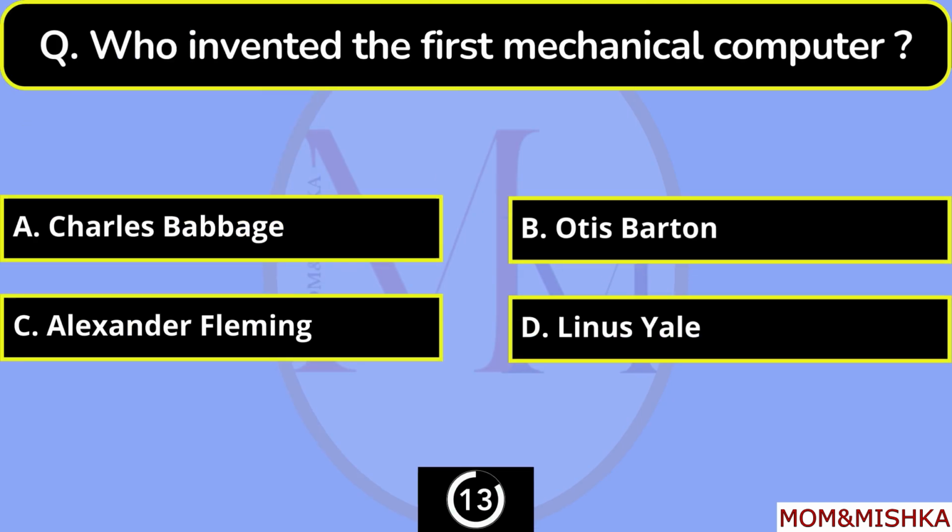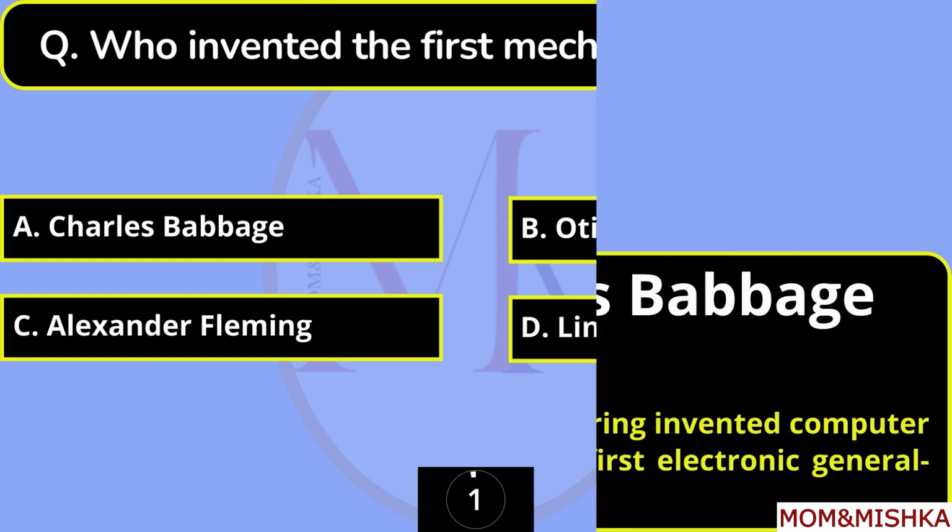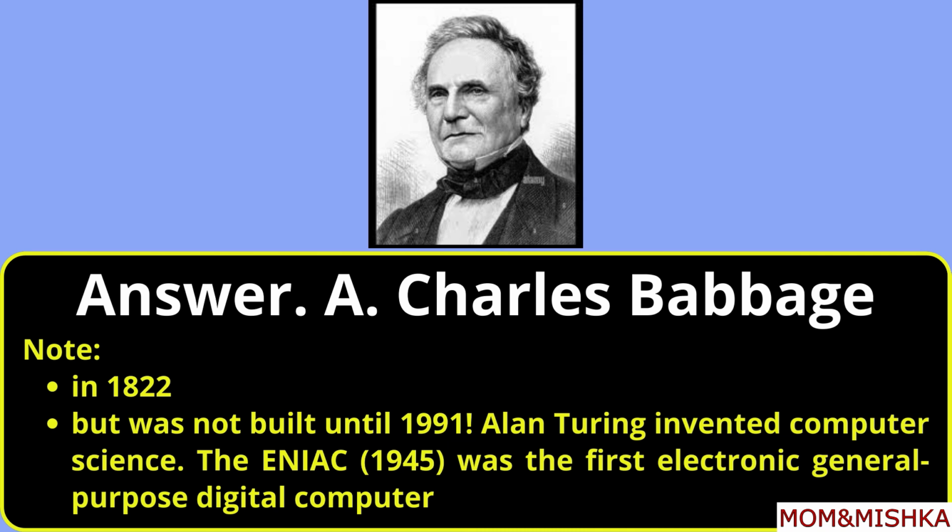Who invented the first mechanical computer? Mr. Charles Babbage, option A. He invented it in 1822, but it was not built until 1991. Alan Turing invented computer science. The ENIAC was the first electronic general-purpose digital computer.